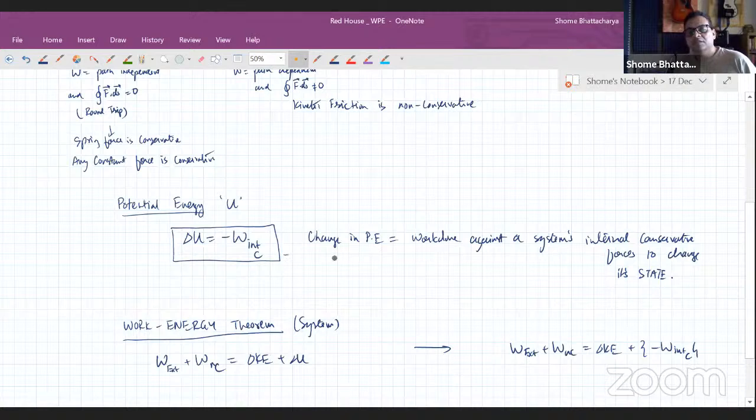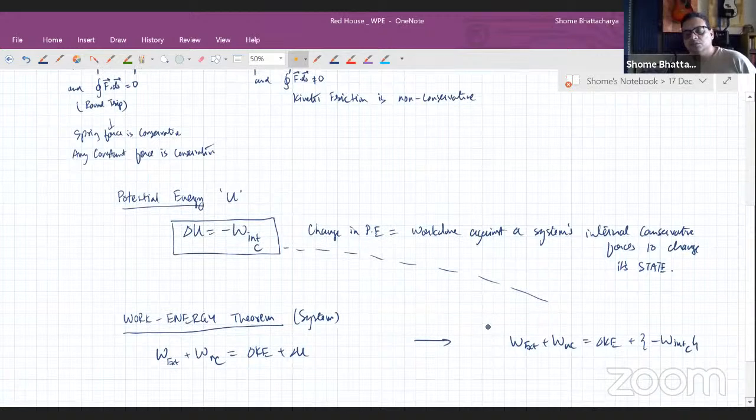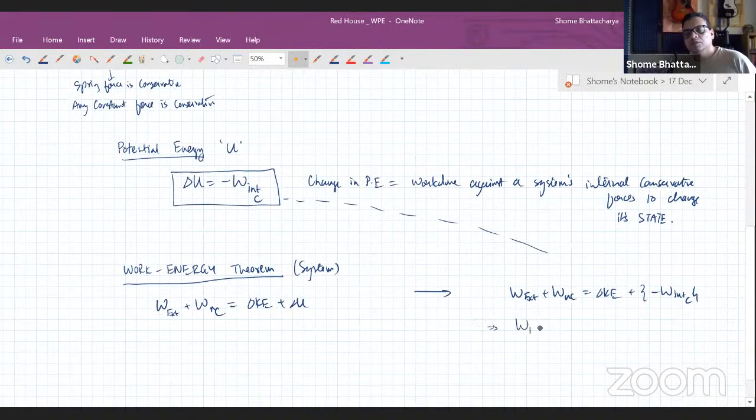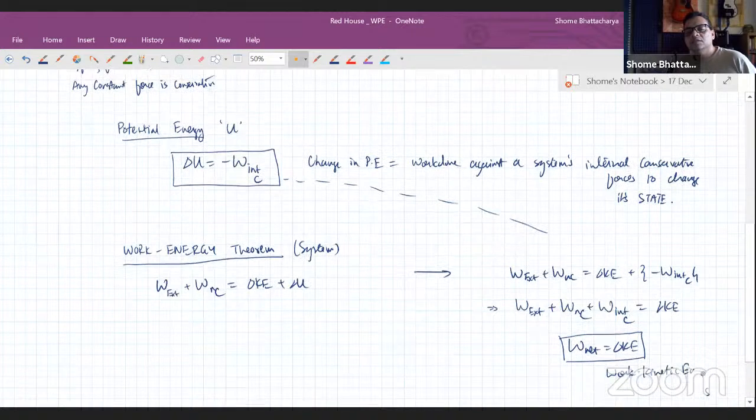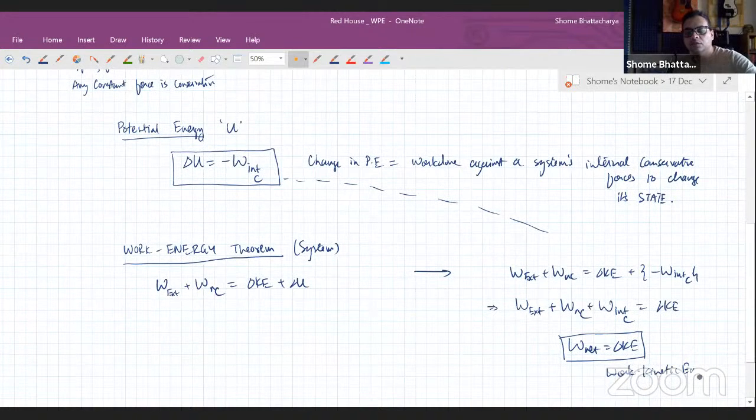If you apply this definition, delta U is equal to the negative of the work done by internal conservative forces. So the statement becomes: work done by external forces plus work done by non-conservative forces plus the work done by internal conservative forces is equal to the change in kinetic energy, or the net work done is equal to the change in kinetic energy. So this was the work kinetic energy theorem, which only dealt with the net work done by all the forces acting on a body with respect to the change in its kinetic energy.